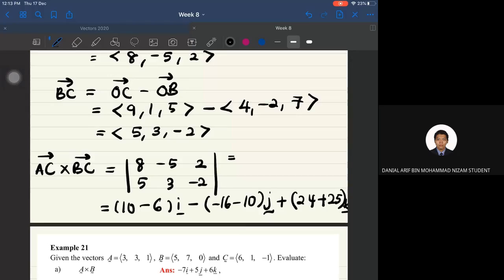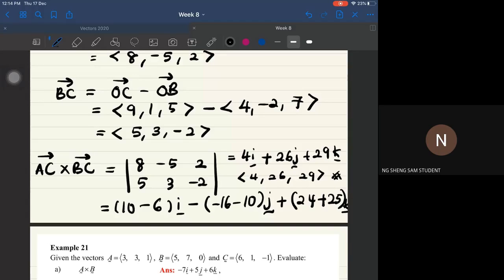What is the answer? You should get your answer is equals to 4i minus 26j plus 29k. Either you write in this form or you can write in this form: 4, 26, 29.